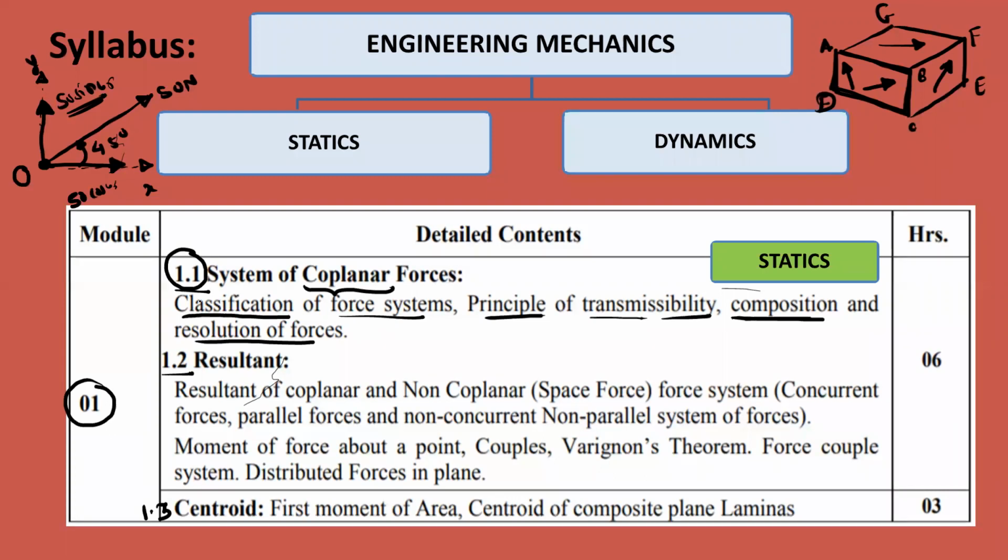In section 1.2, we will find out the resultant. What is basically a resultant? If a number of forces are acting on one object, then we find the net effect of all the forces. That is called the resultant force. I will give a simple idea. This is one rigid object. You can consider this as a stone.